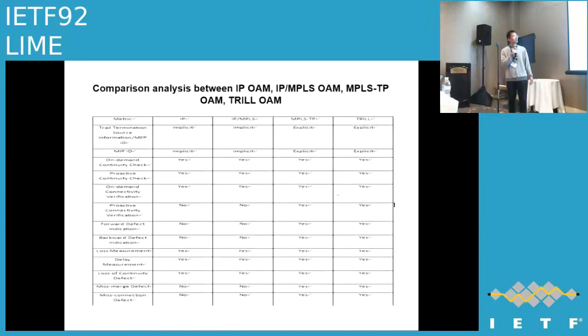So this is a table provided by Greg, and we can see for RP and MPLS, the maintenance endpoint and maintenance intermediate point are implicitly supported. Also, we can see that proactive continuity verification is not supported by RP OAM or by RP-MPLS-OAM. But we can also see in this table a lot of common functions we discussed in the previous slides, like the domain test point, but using different terminology here.